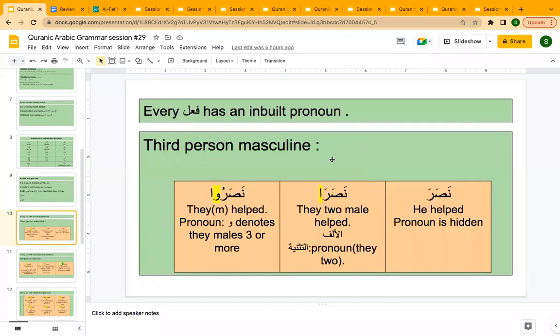So now again, just one last time, I'm going to tell you this. Every fail that is ma'loom has an inbuilt pronoun that will tell you who did the action. Okay. So when you look at third person masculine here, you have already figured out Nasara, the pronoun is hidden. Nasara has alif here that is telling you the doer is two males. And Nasaru is telling you the doer is three or more males.